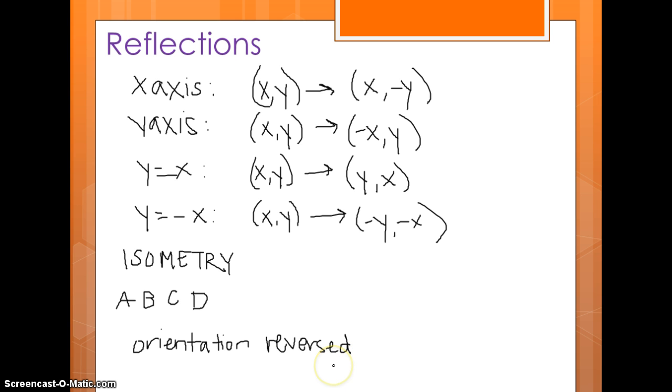Alright, and whenever we talk about compositions with reflections, we represent reflections with a lowercase r. And our subscript would be x-axis or y equals 2 or whatever line we're reflecting over.